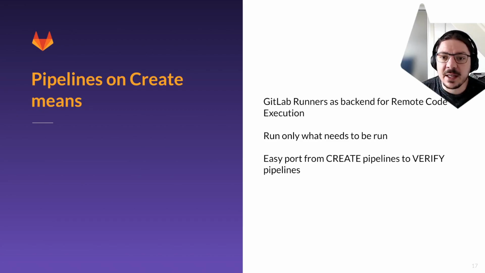For example, we have the whole infrastructure of GitLab runners already implemented. The DevOps team at the user's company already knows how to create a box or a runner or anything. We can use these GitLab runners as a backend for remote code execution.